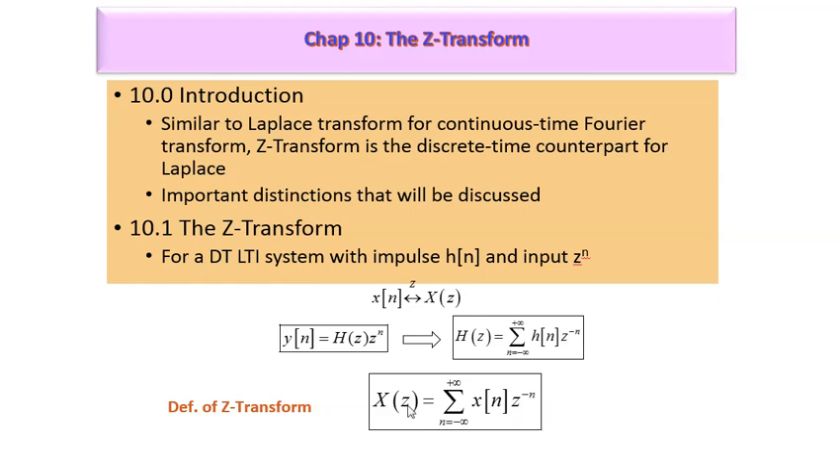You might remember, when we were in the continuous time domain and we were doing Laplace, we had integral of something, right? Integral of f of t e to the power of minus st dt when we were doing the Laplace transform. Here, you have sigma instead of integral because we're in discrete time, and x of n, z to the power of minus n, when n is going from minus infinity to infinity.